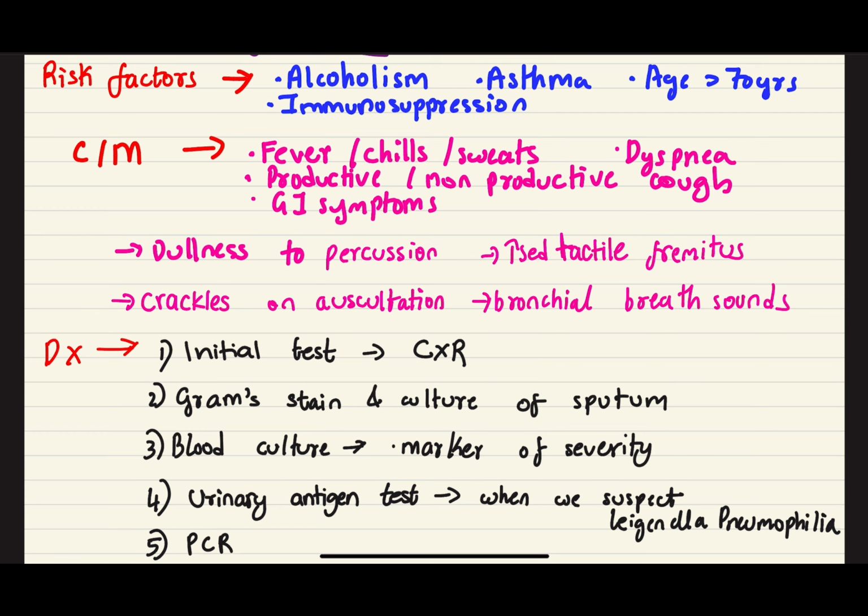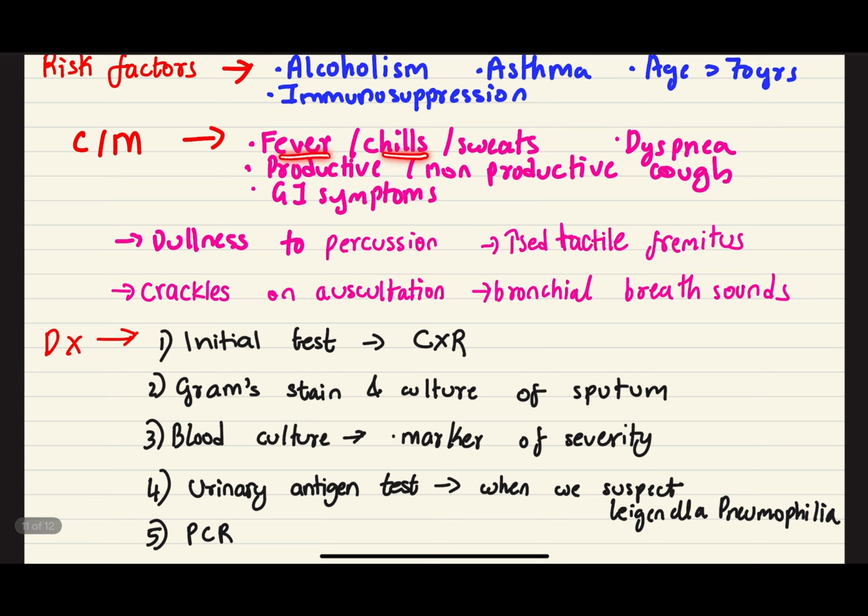What are the clinical manifestations? First are systemic symptoms like fever, chills, and sweats, often sudden with typical bacteria, and respiratory symptoms like dyspnea, shortness of breath, especially on exertion. Another one is productive cough. For example, rusty sputum with Streptococcus pneumoniae, purulent sputum with Klebsiella. Non-productive cough is most common with atypicals like Mycoplasma. And GI symptoms such as nausea, vomiting, and diarrhea, particularly with Legionella.